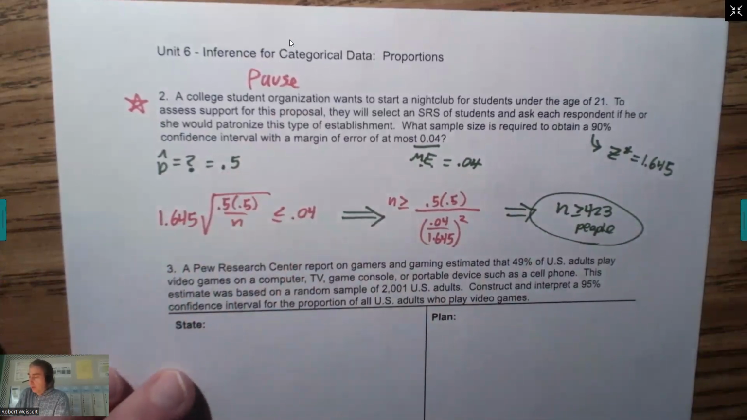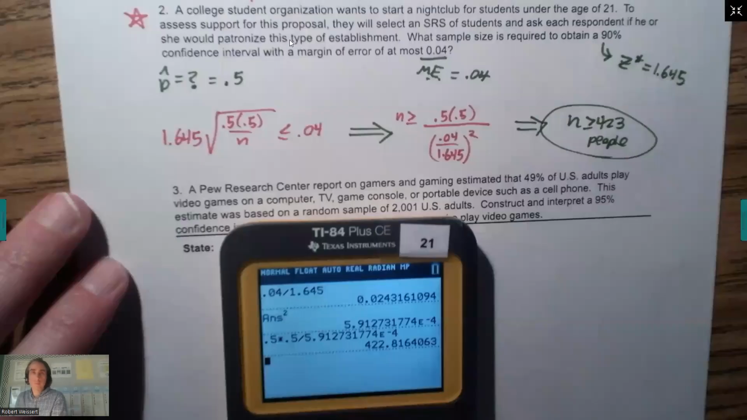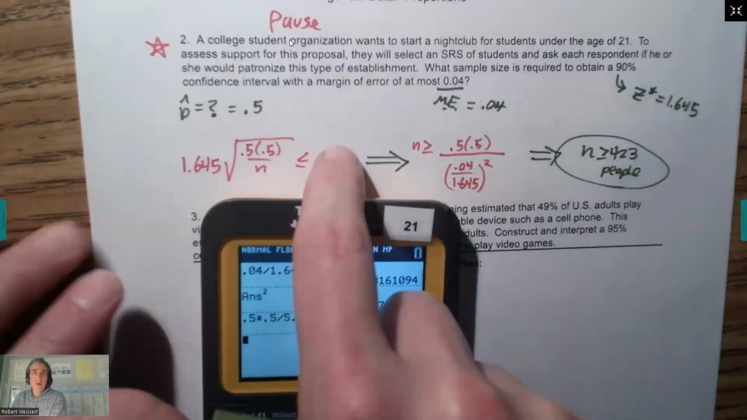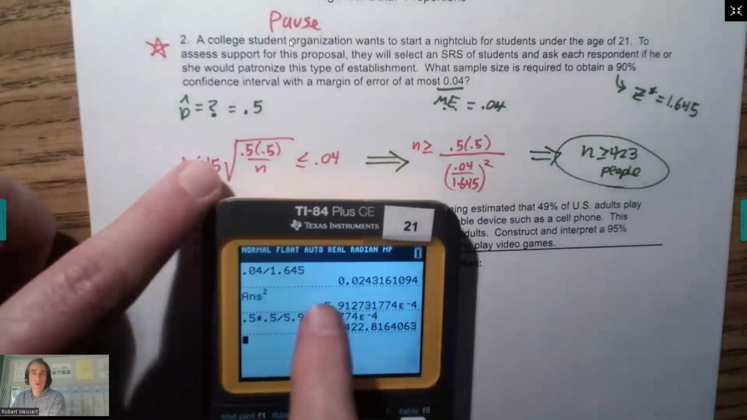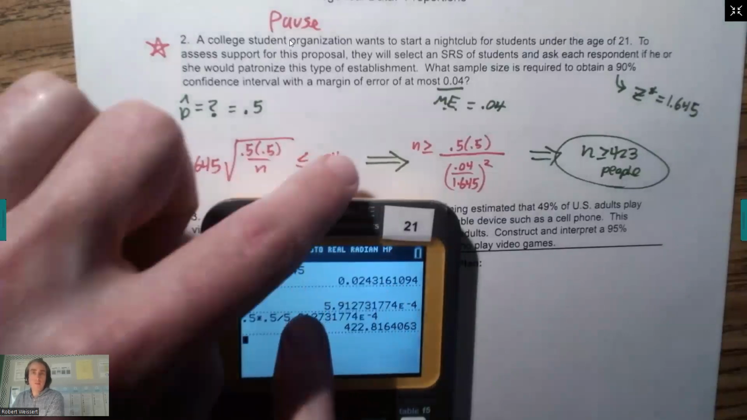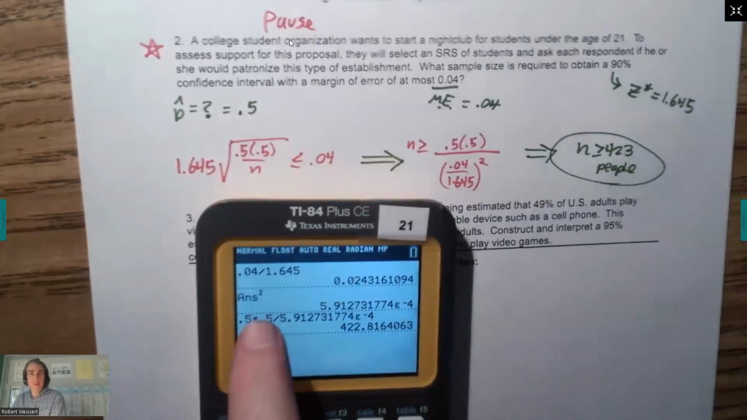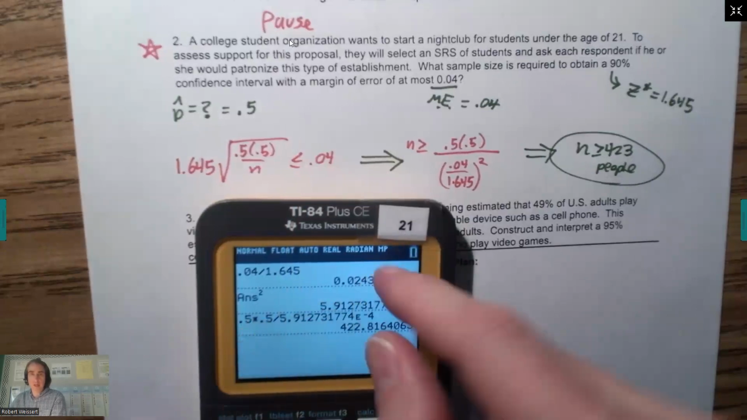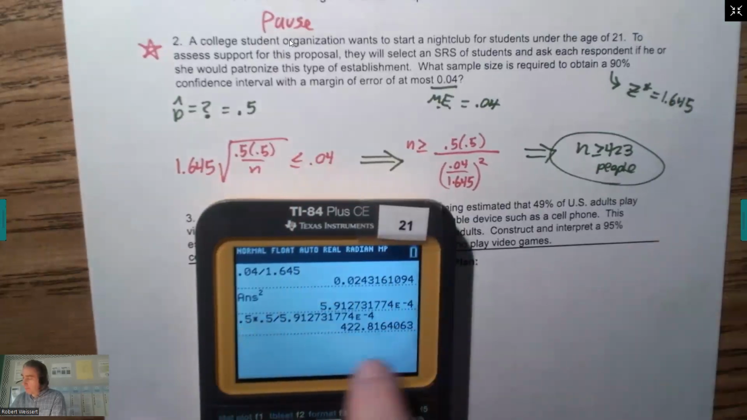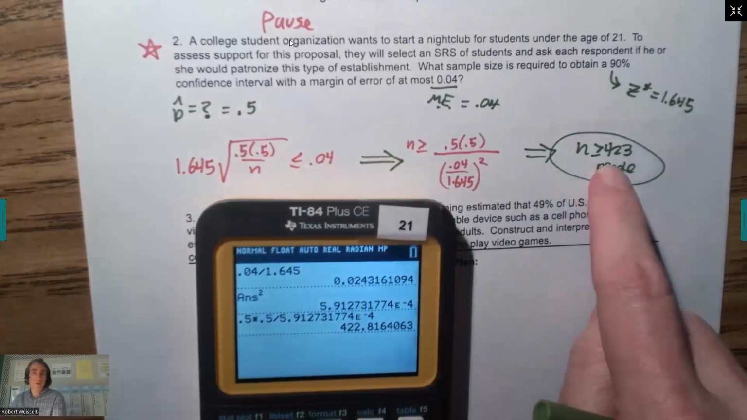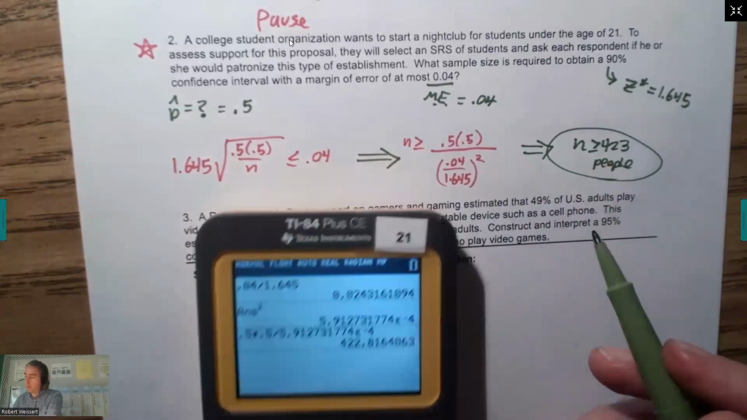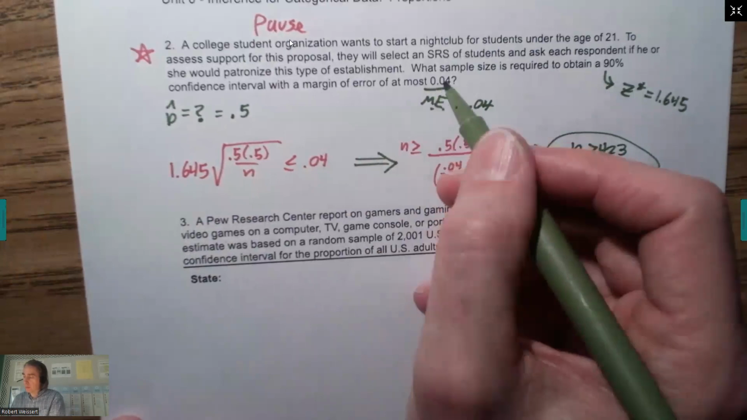And doing the math here, I'll show you what I did in my calculator. I divided this by this first, and then I squared it to get rid of the square root. But then I took my 2.5s, multiplied them together, and divided by this number here. And I just kind of scrolled up and pressed enter. And I got 422.8, which I want to round up to 423. So there should be 423 people in the sample to be within that margin of error.